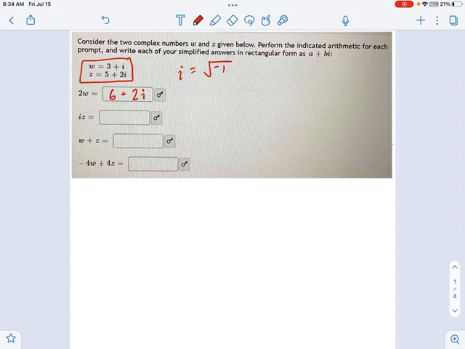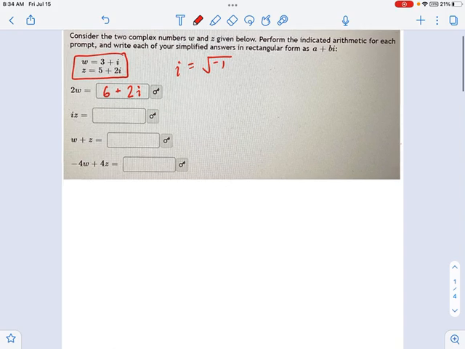Now, a little more detail while you're here. This thing says a rectangular form as a plus bi. I want to emphasize something here that I think is pretty important. a is what's called the real part, and b, right here, and I'm talking about b, so a equals the real part, b equals the imaginary part. And every number has both of these parts. Sometimes the part is 0.